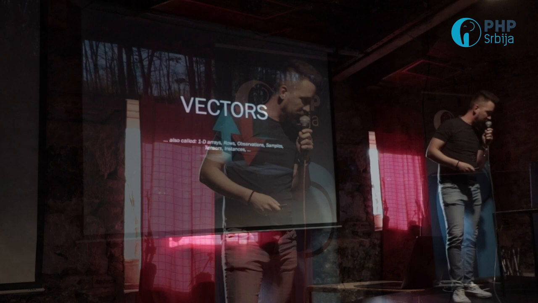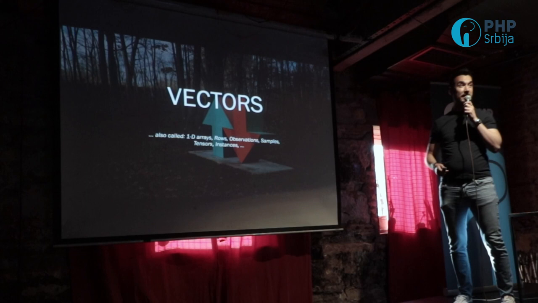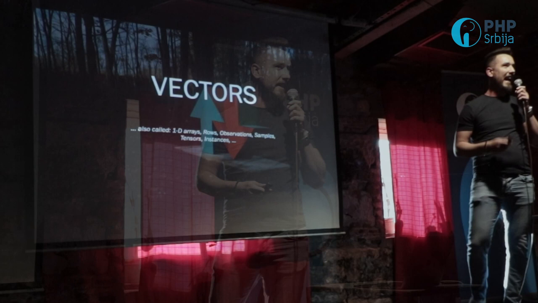And you might be surprised, there are some other names for vectors, like 1D arrays, rows, observations, samples, tensors, believe it or not, or instances. These are all vectors, and I have no idea why they are named differently, but I think whoever named them wanted to be unique, so they have different names, but all of this refers to absolutely the same thing. It's a vector, you know.